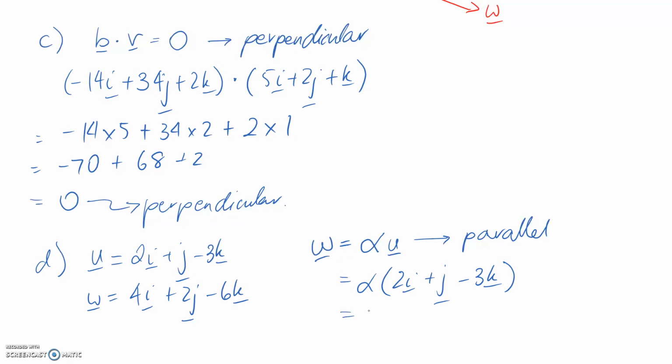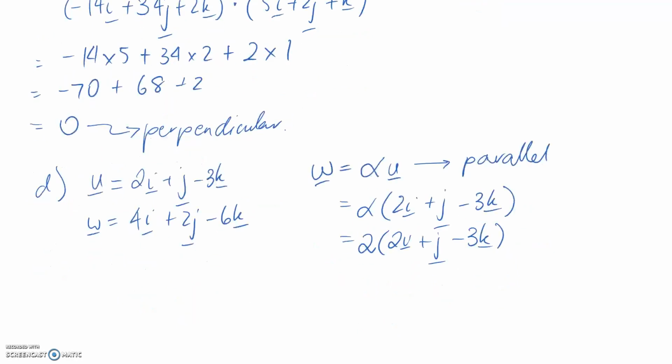So this one's pretty easy, alright? If I set alpha to be equal to 2, what I'm going to find is that it's going to end up equaling W. So expanding this out, we get 4i plus 2j minus 6k. Alright, and that is exactly what W is equal to. So since we can express our two vectors in this form with just a constant out the front, that tells us that these are indeed parallel to each other. So that's all there is for that question, and I'll see you in another video.